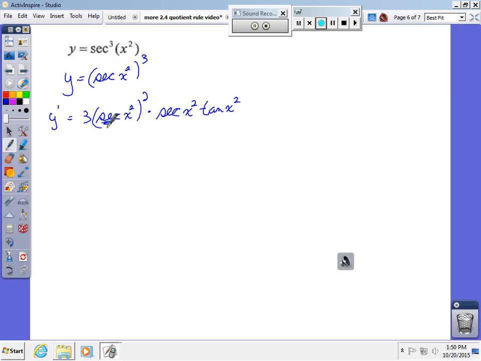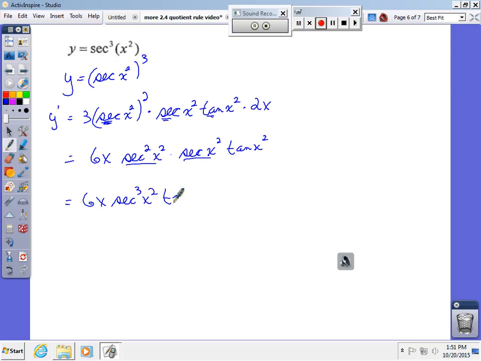So the derivative of secant is secant tangent with the x squareds, and then times the derivative of x squared is 2x. Alright, so let's see what I get here. That's going to give me a 6x, a secant squared x squared times a secant x squared tangent x squared. I can combine those two, multiply them, get a 6x secant cubed x squared tangent x squared. Yeah, you just got to be really careful with this one with the x squareds and the secant squared. All right, and there's y prime.